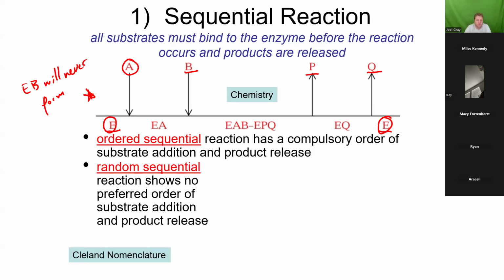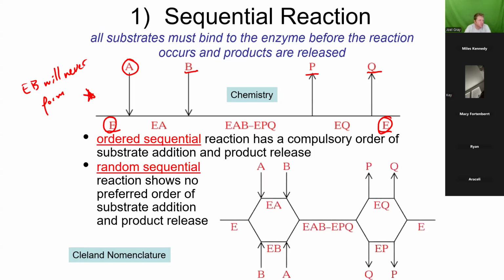Now, next up, a random sequential reaction. This shows no preferred order of substrate addition and product release. In this case, let's say that you have two copies of the enzyme. One will go in this direction, and the other will go in this direction. It does not matter. So what that means is that in a random sequential reaction, EA can form and EB can form. It's almost flipping a coin. Which direction is it going to go in?